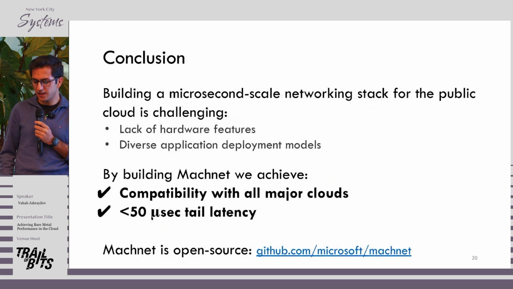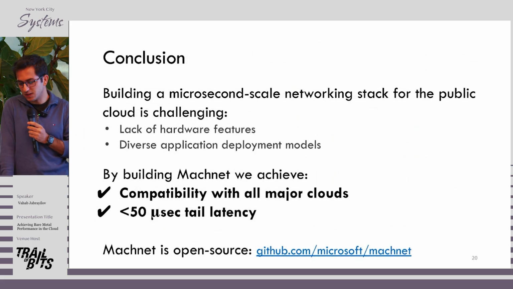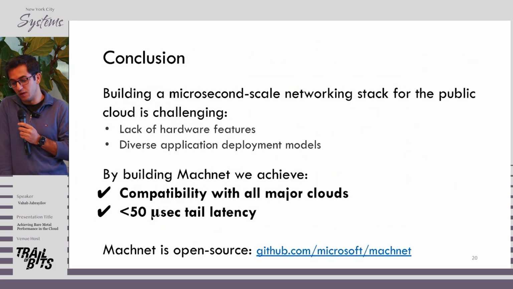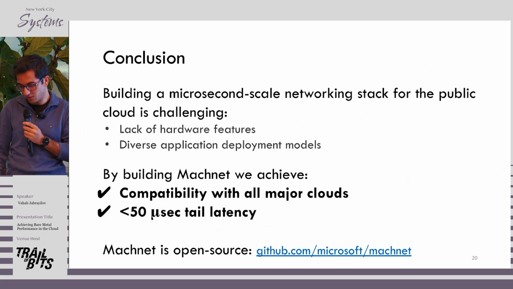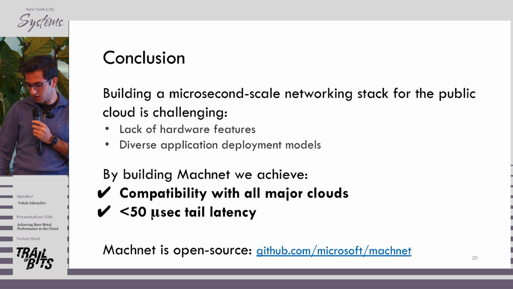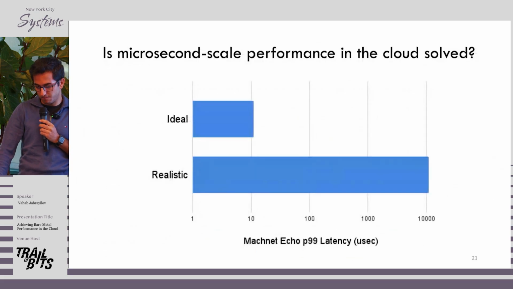So the conclusion is that building a microsecond scale networking stack for the public cloud is challenging but doable. There are a lot of hardware features, but we can play with the software to achieve better performance and be compatible with all the major clouds. You can check the code on GitHub under the Microsoft organization.